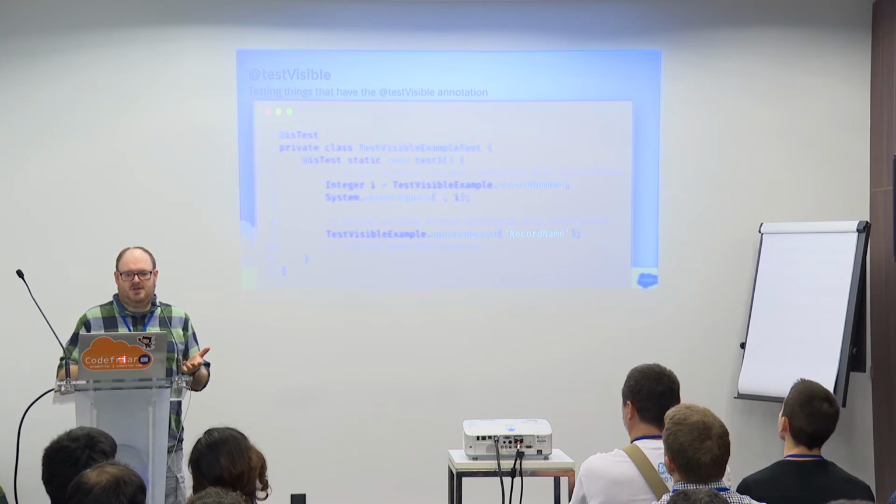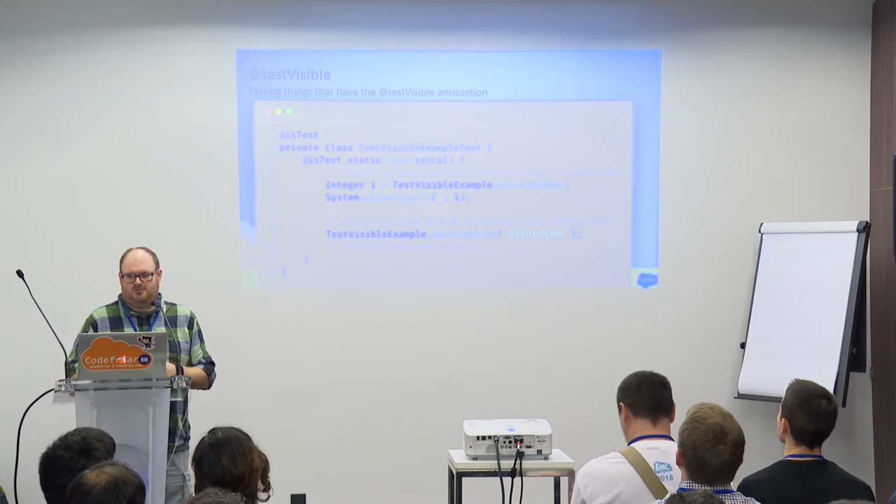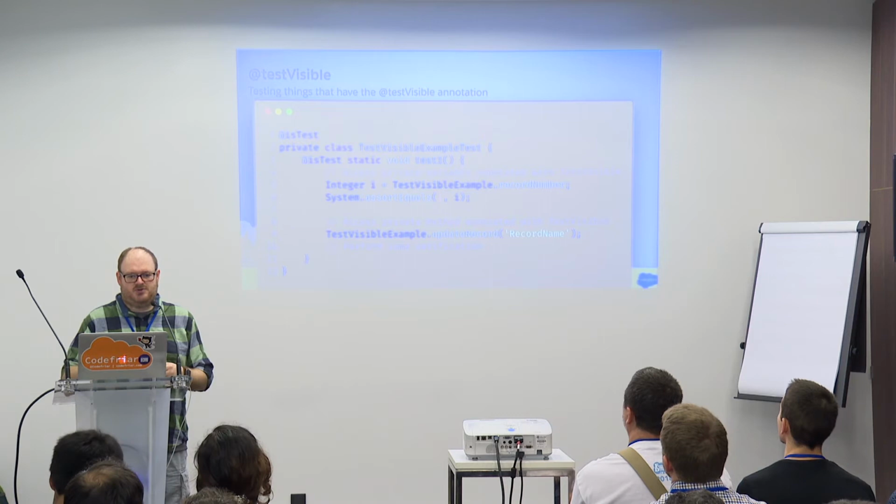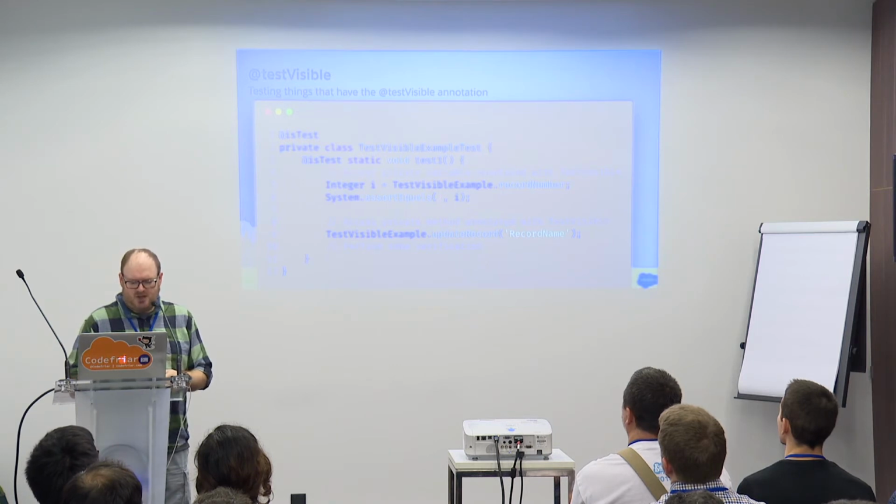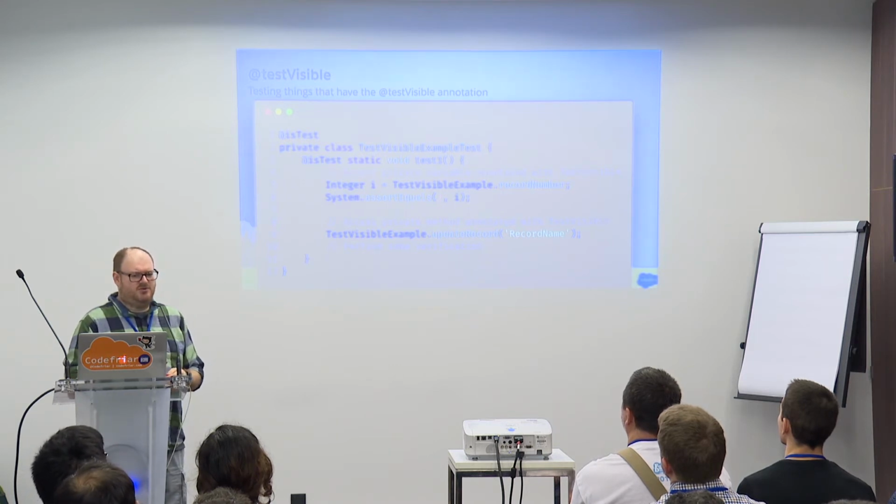Does that make sense? Same thing with methods. You can do the same thing. In a private method, you expose it as test visible. Then you can just write a unit test for that method in your unit test file. Nice and simple. But that's not all you can do with the annotations.